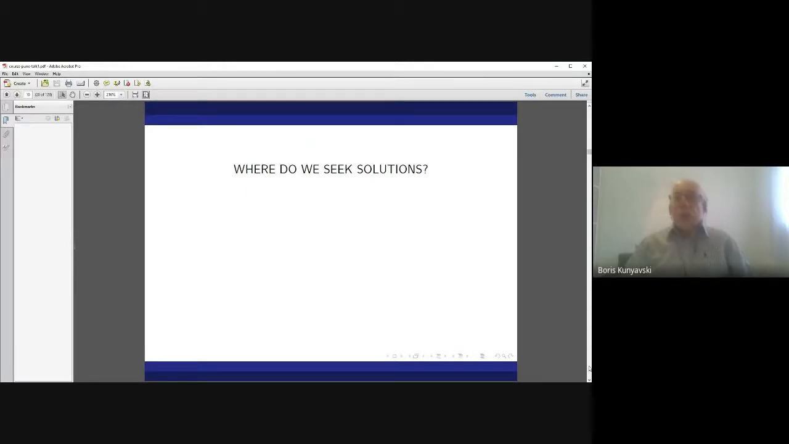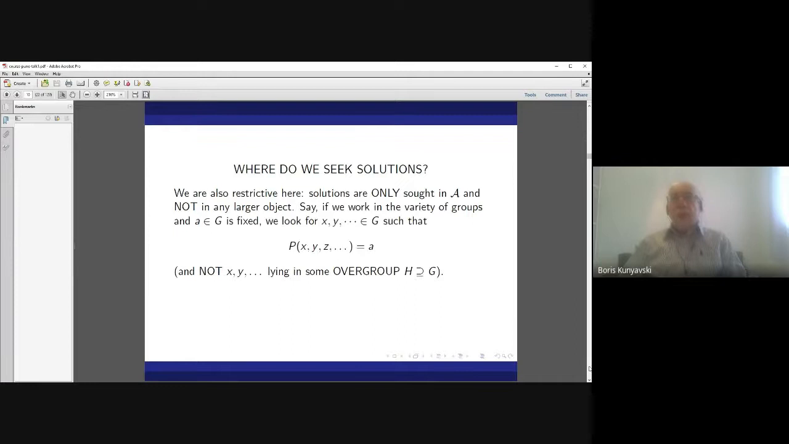Now, another important assumption or restriction or limitation. Where do we seek solutions? It's also a little bit ambiguous. There are several options, and here we are also very restrictive. Solutions are only sought in A, so in the same algebra A, and not in any larger object. Let's go closer to our setup, to groups. So suppose we work in the variety of groups. We fix the right-hand side A of our equation, and we look for x, y, and so on in G such that this equality holds. So x, y, and so on are sought in G and not in some overgroup, not in some bigger object.